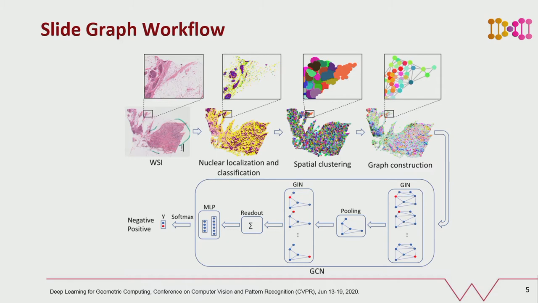We begin by localizing and classifying individual nuclei in the whole slide image. We then perform spatial clustering of these nuclei and model each cluster as a node in the slide graph. We associate cluster level features with each node based on its nuclear organization. Each node is connected to its neighboring nodes to capture possible tissue signaling mechanisms. The slide graph representation of a whole slide image is then used for classification through a graph isomorphic neural network.